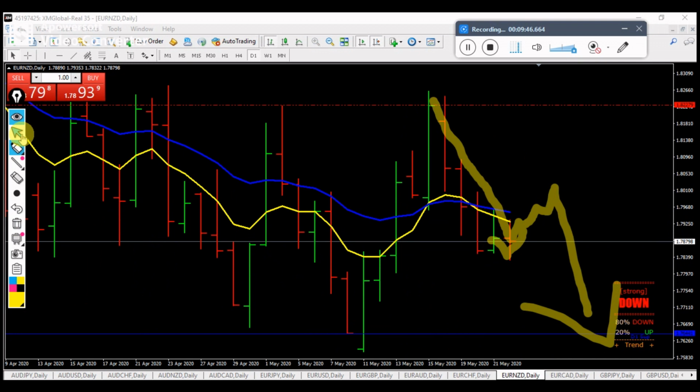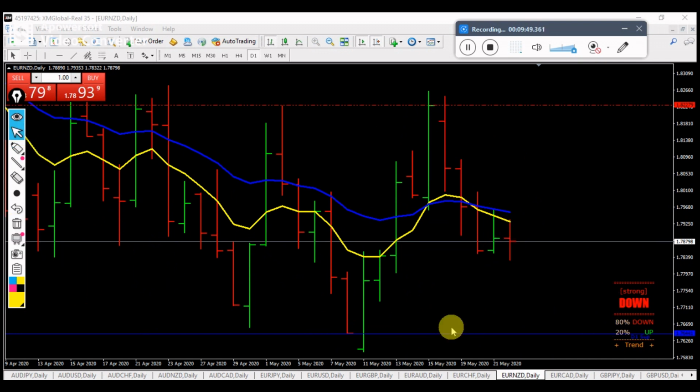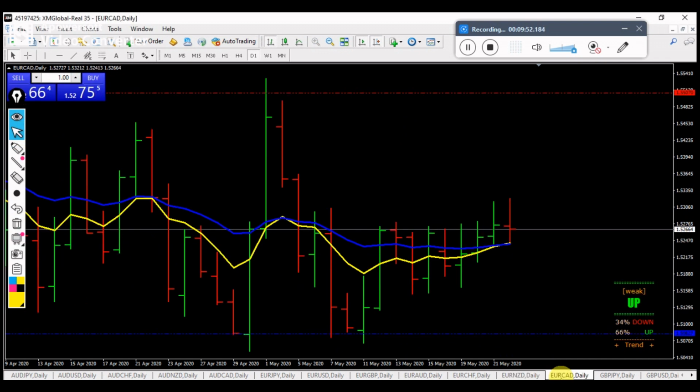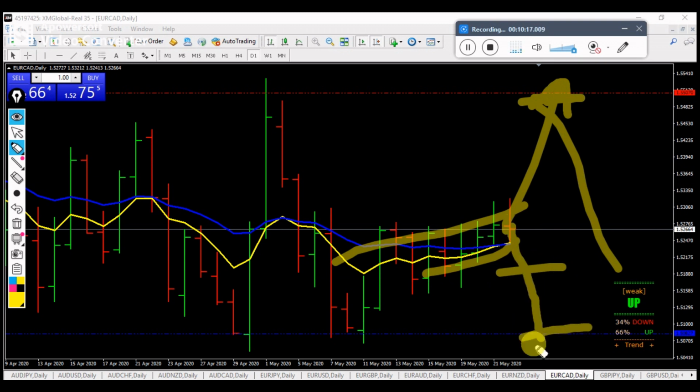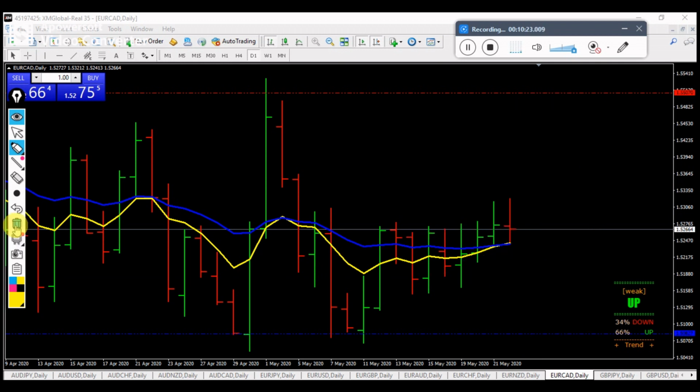Let's move to our next pair, which is Euro CAD. As you can see right now, Euro CAD is in between and it's moving sideways. Whenever the market moves sideways, I will not trade. So if it goes up to at least this level, then I'm gonna sell, or I will wait for Euro CAD to come down to this level and I will see the price action and apply my strategy. So I'm not interested in doing anything with Euro CAD for the upcoming week.